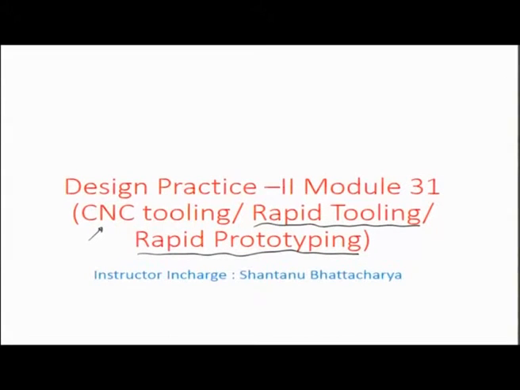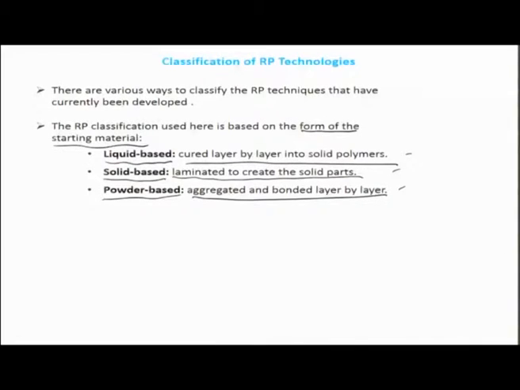I would like to talk today a little more about the rapid prototyping concept. We already saw that you classify the processes into different categories based on the starting material. So, you could either have a liquid based rapid prototyping, or a solid based prototyping, and then finally a powder based prototyping. We will start looking at each of these processes.